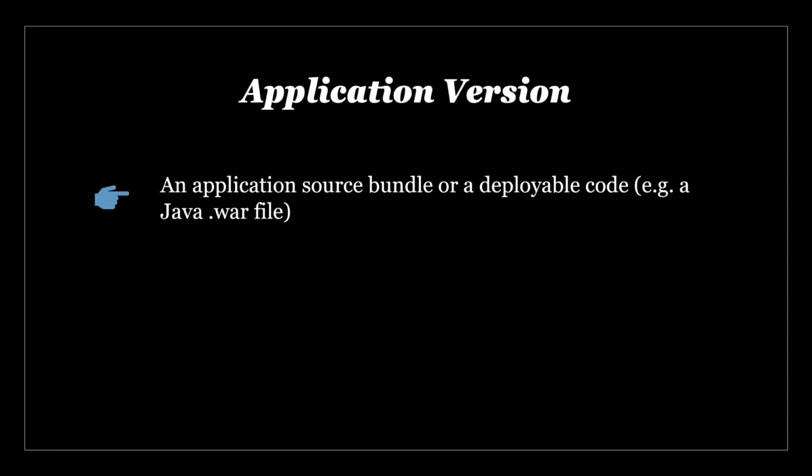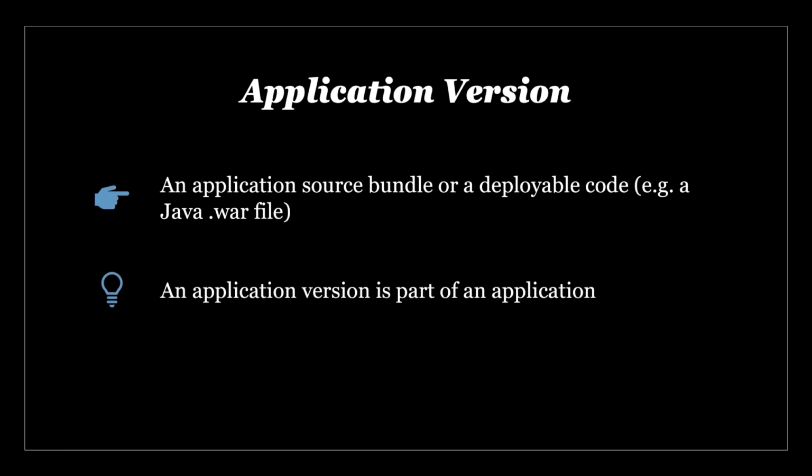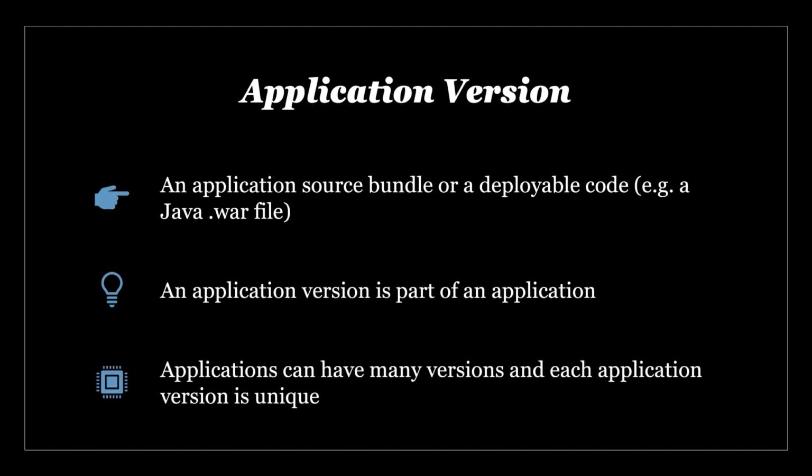It is an application source bundle, or deployable code. For example, a Java WAR file. So you make use of the application versions, a package, a source bundle, or a piece of code, and that's the application version that you use to deploy your applications. An application version is a part of an application. Applications can have many versions, and each application version is unique.